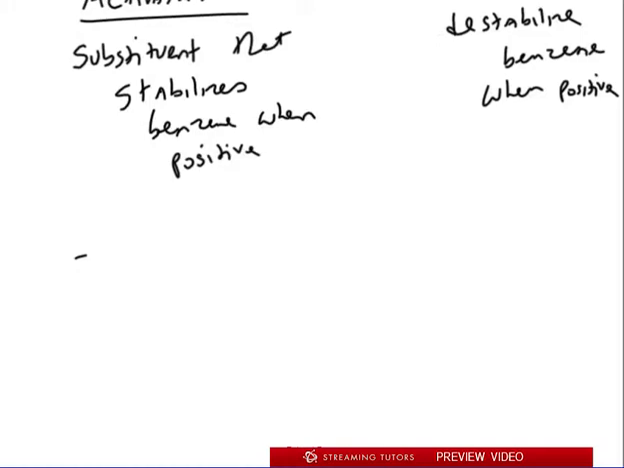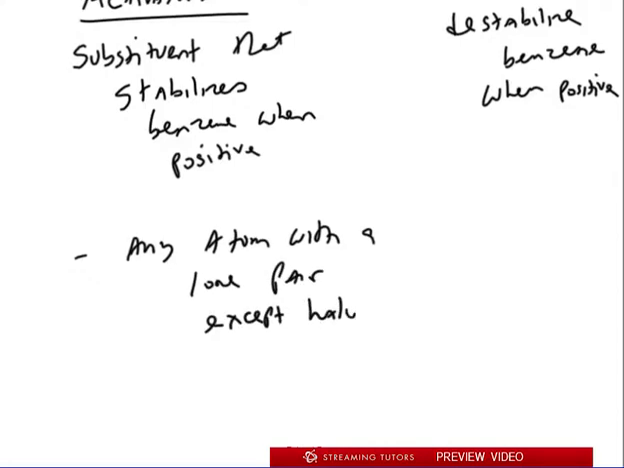Okay? Now, how do you know if you have an activator? Well, here's the two generic terms that you look for, the generic concepts. One, any atom with a lone pair except halogens. Those are all activators. So oxygen, nitrogen, not halogen, but sulfur, anything, carbon that has a lone pair, anything with a lone pair is an activator.